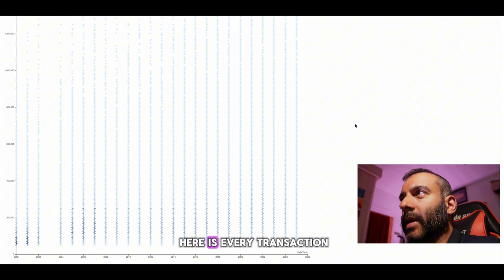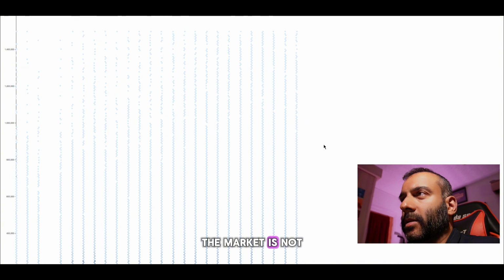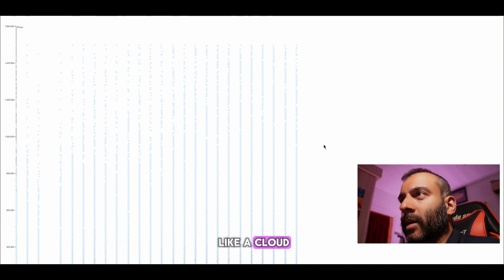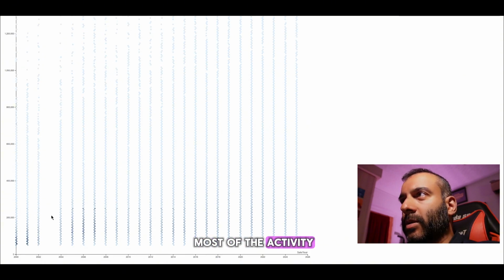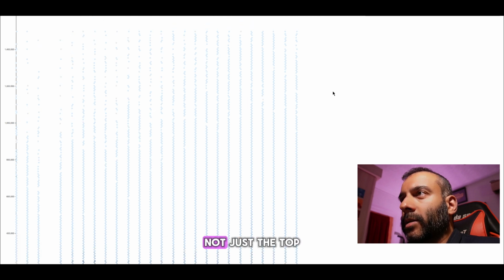What you're looking at here is every transaction plotted by year and price. Each dot is a property sale, and straight away you can see something important. The market is not a line, it's more like a cloud. In the early 2000s, most of the activity is clustered very low, under £200,000. But as we move through time, that entire cloud lifts upward. Not just the top, but the whole distribution shifts.